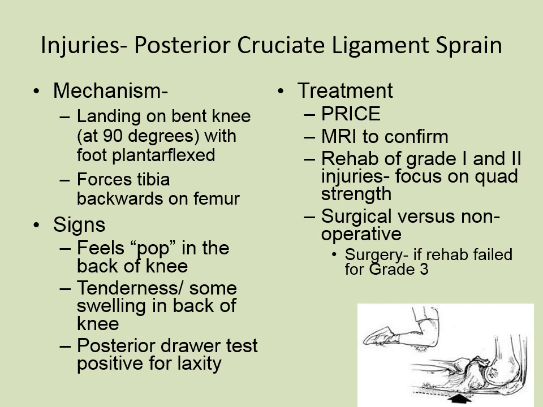Next, we have the posterior cruciate ligament sprain. Our mechanism here is landing on a bent knee at 90 degrees with the foot plantar flexed. So to injure the PCL, to get enough torque to actually injure the PCL, we have to have the foot plantar flexed or pointed like in this picture to cause enough torque to force the tibia backwards to actually damage the PCL. So we're showing that force line right here, and then we're overstretching the PCL here in the middle of the knee.